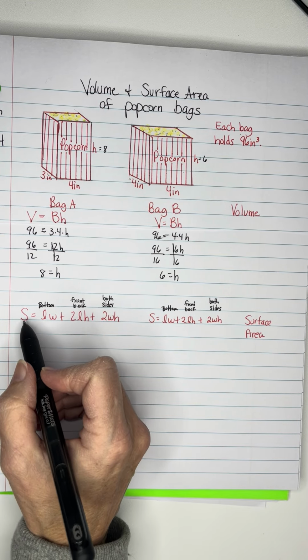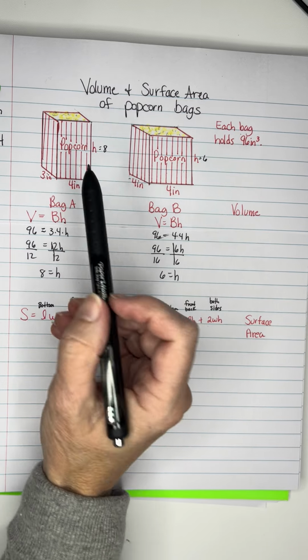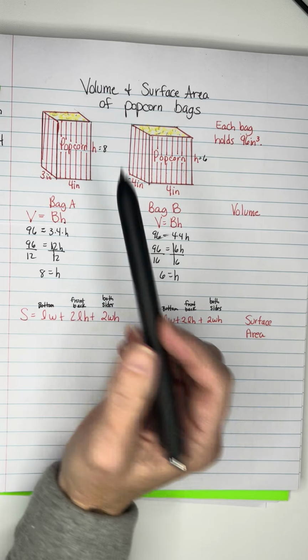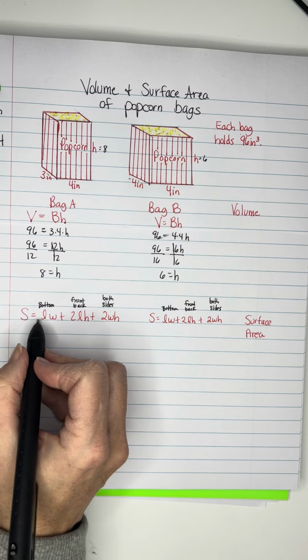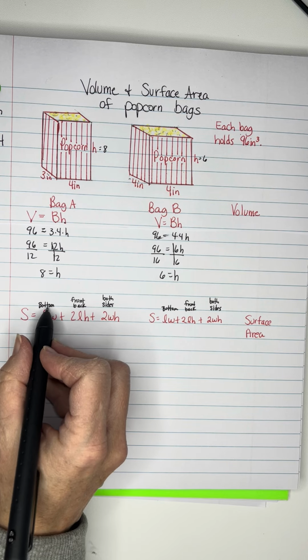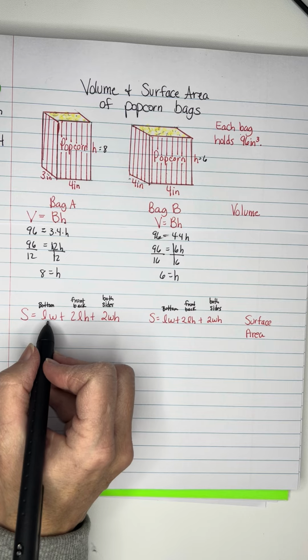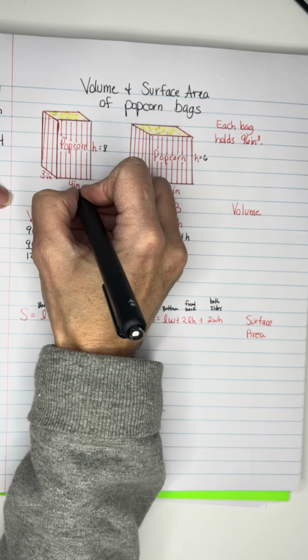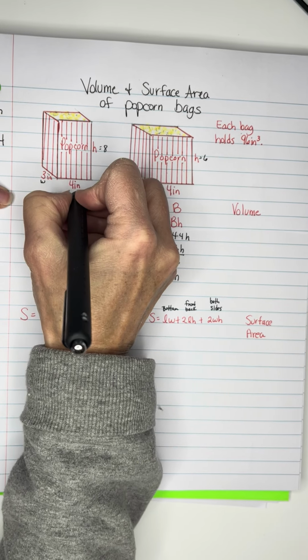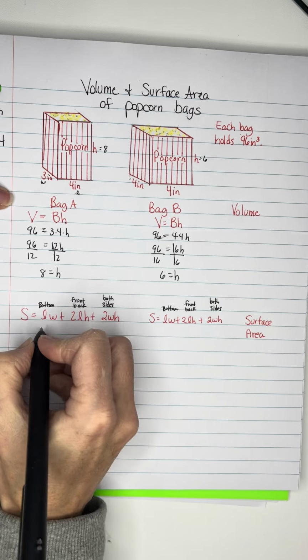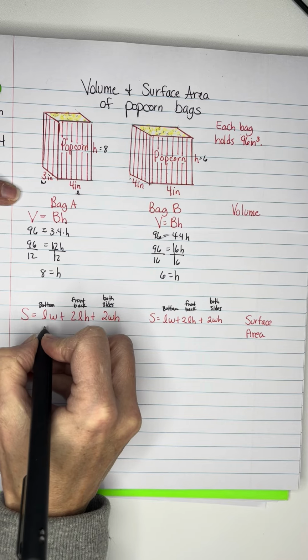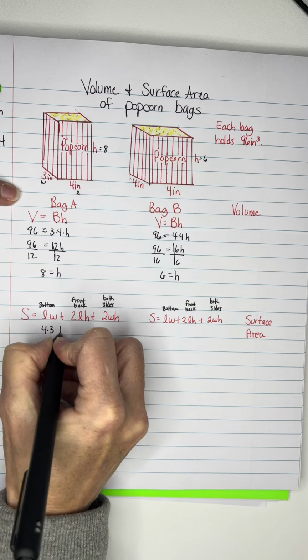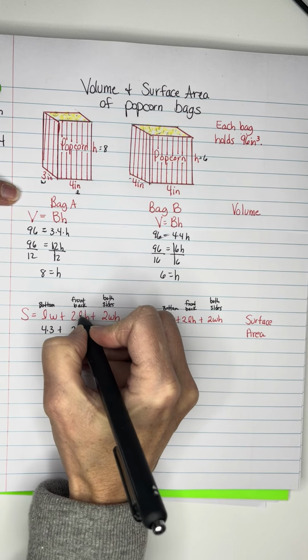The thing we need to remember is that we don't need the top of the bag because that is open. So with the regular formula, I'm leaving the 2 off. This is just the bottom, the length and the width. All right, let's call this one the length, and let's call this one the width. And there's our height. So the length and the width would be 4 times 3 plus 2, because we have the front and the back.